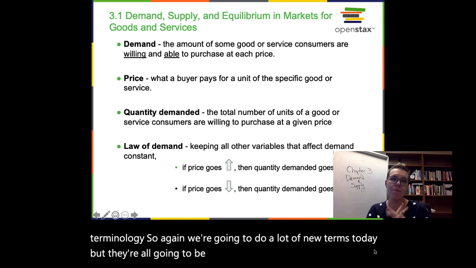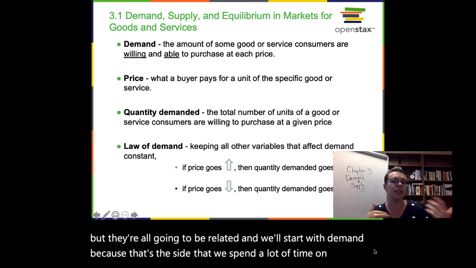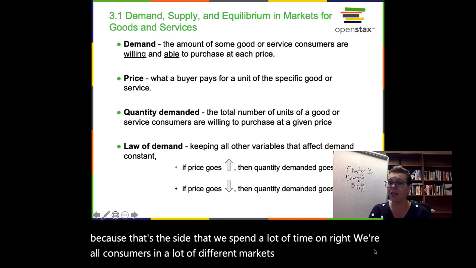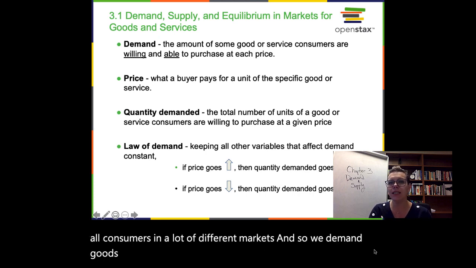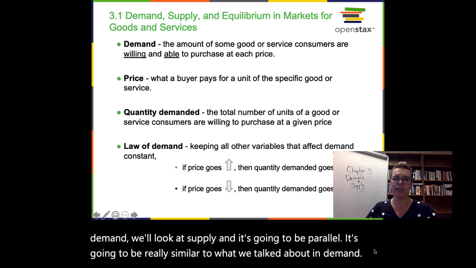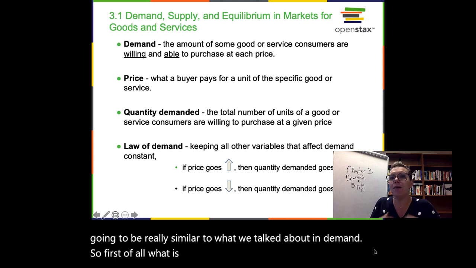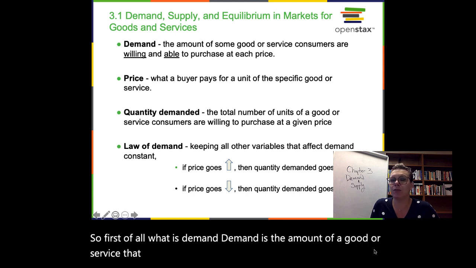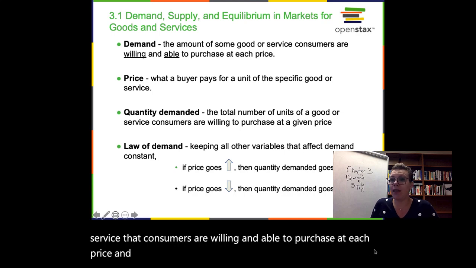And we'll start with demand because that's the side that we spend a lot of time on, right? We're all consumers in a lot of different markets, and so we demand goods and services. What we'll see is after we wrap up demand, we'll look at supply, and it's going to be parallel. It's going to be really similar to what we talked about in demand. So first of all, what is demand? Demand is the amount of a good or service that consumers are willing and able to purchase at each price. And price is just whatever a buyer pays for a single unit of that good or service.